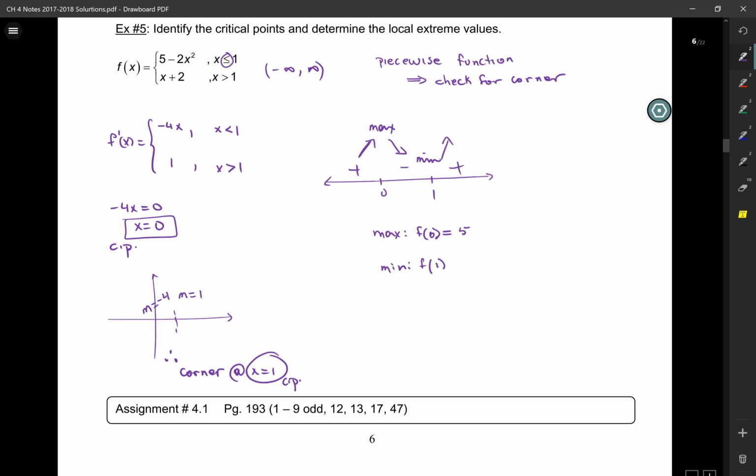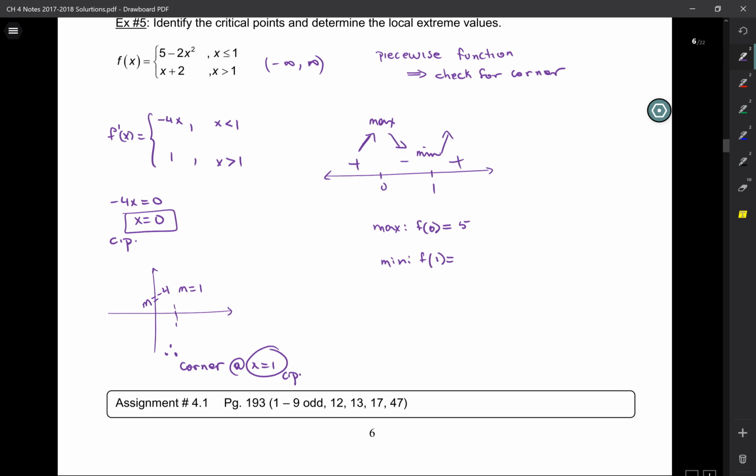Minimum. f of 1 equals, we're going to plug it into f of x. f of 1 falls into 5 minus 2, equals 3. How did you get 5? Because you plug f of 0 into the function here. How come you put it in the top one, not the bottom one? Because it's less than or equal to, the bottom one doesn't exist.